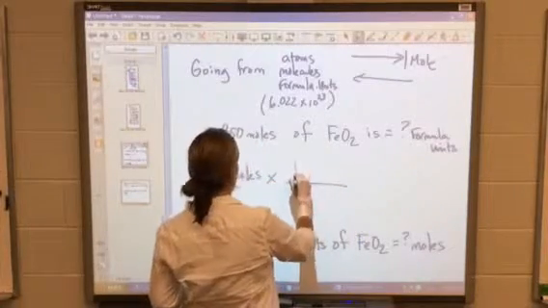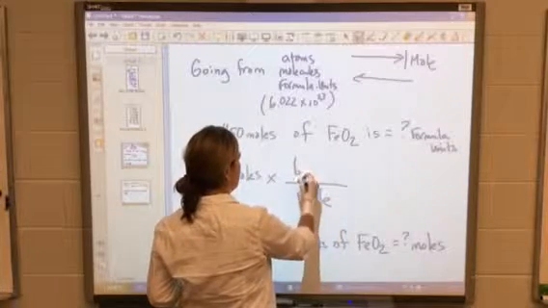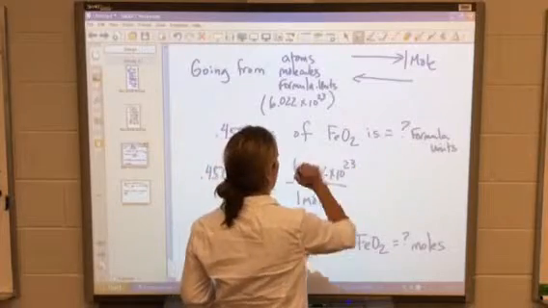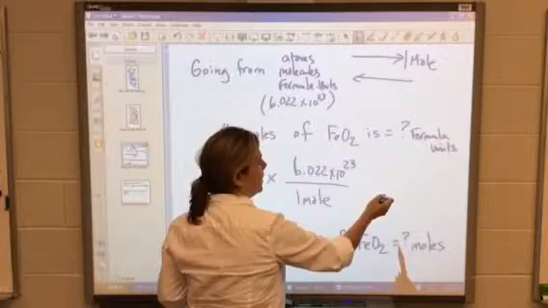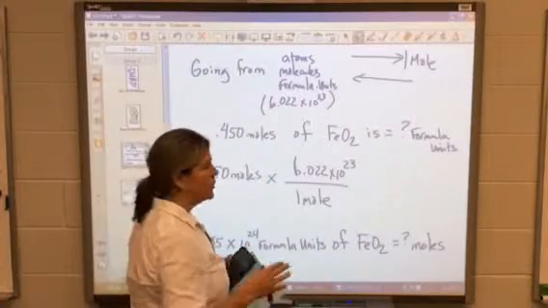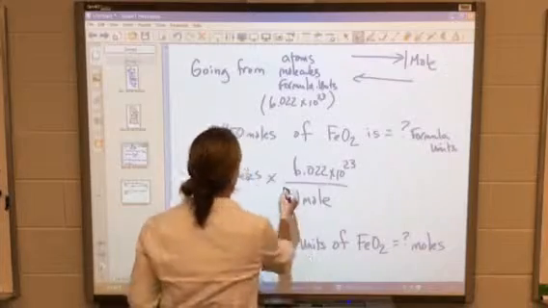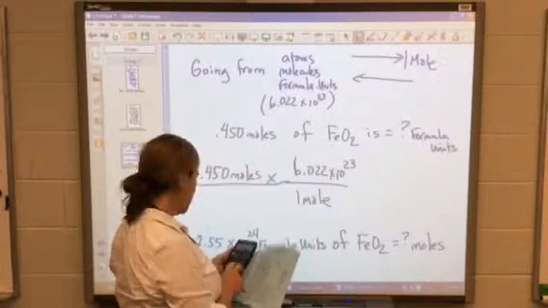And we're going to say 1 mole is equal to 6.022 times 10 to the 23rd. What you're going to notice about these numbers, these formula units, these atoms, these molecules, is they're great, big numbers because they're looking at the particles inside each element. All right, let's go ahead and calculate that out.